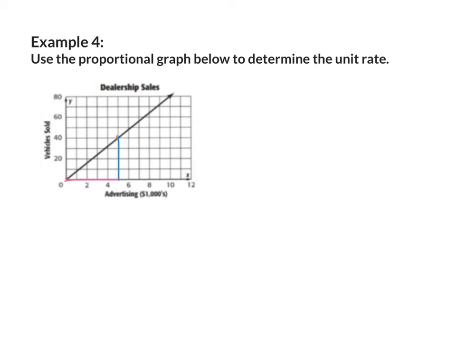So I'm going to go ahead and find my run first. It's 1, 2, 3, 4, 5. And my rise is 1, 2, 3, 4. However, I notice that my graph is going up by tens. So that means it's going to be 10 times 4, which gives us 40. So remember, unit rate is y divided by x. So that means it's going to be 40 divided by 5. That's going to give me 8.